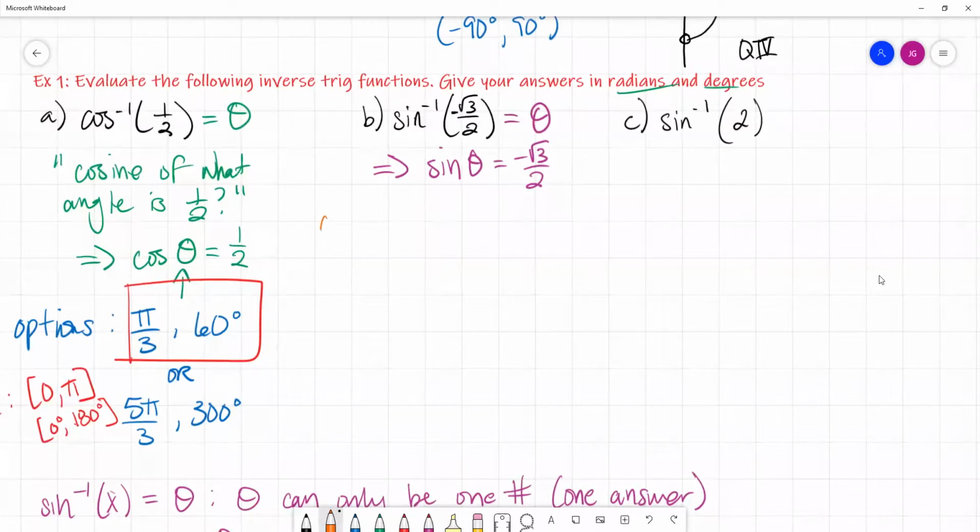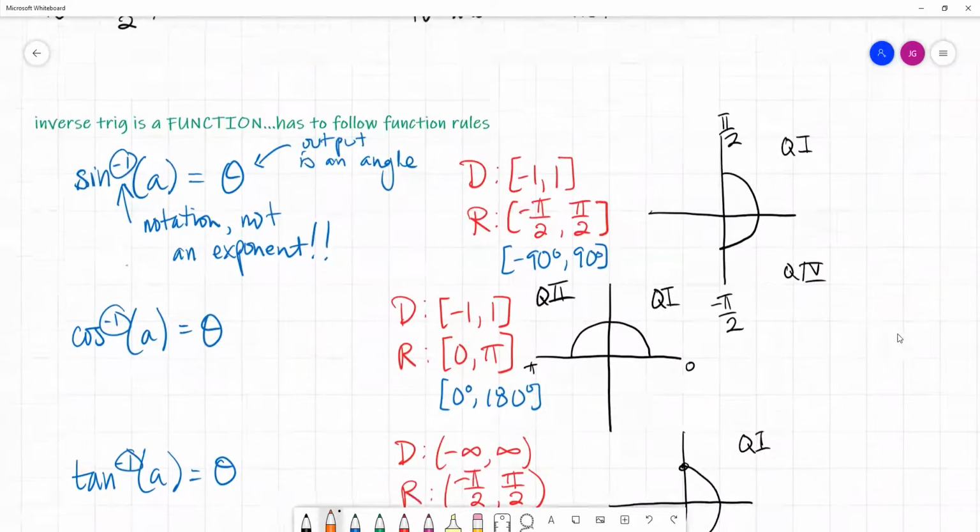Okay, so my options. I can do 4 pi over 3 or 5 pi over 3. Sorry, I wanted to write the radians first. I'm a lot more fluent in the radians than the degrees, believe it or not. I have a bit of a hard time with the degrees sometimes. 300, and then this one is 240. Okay, so those are our options.